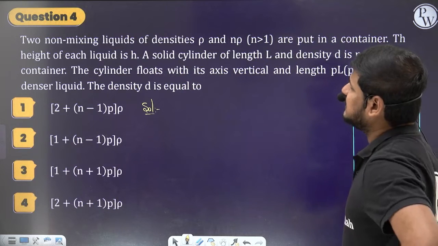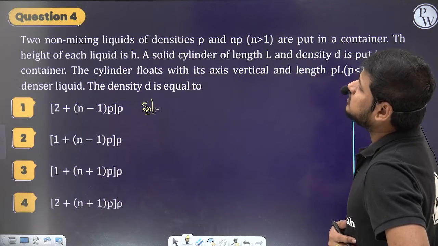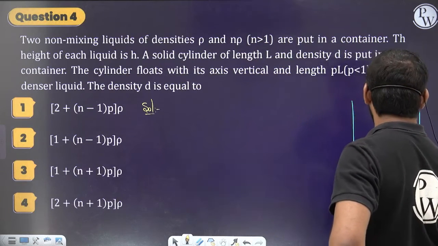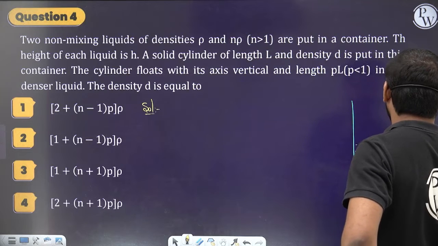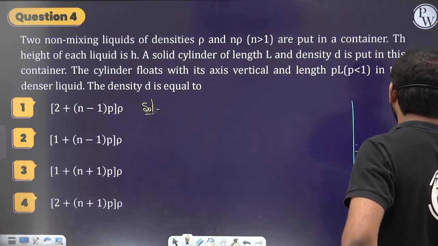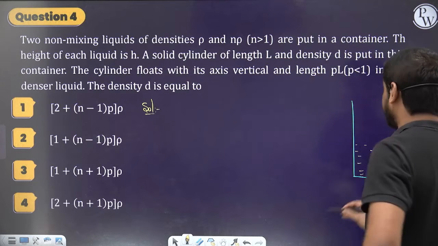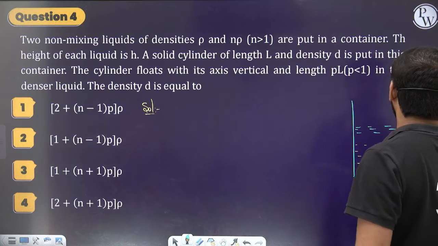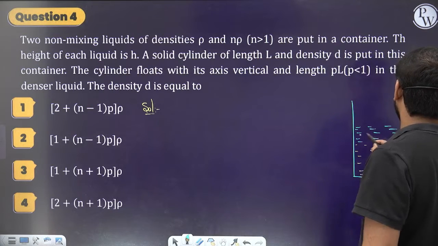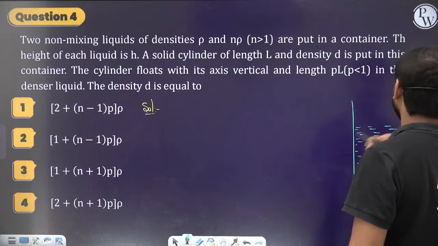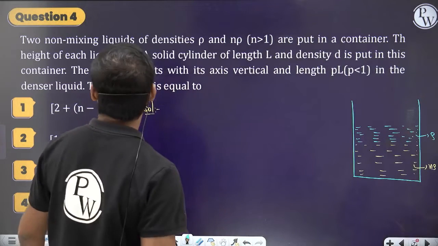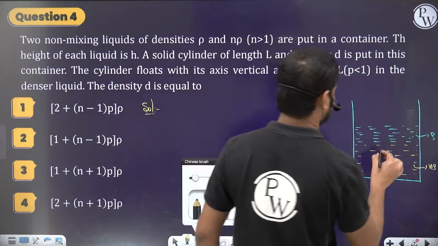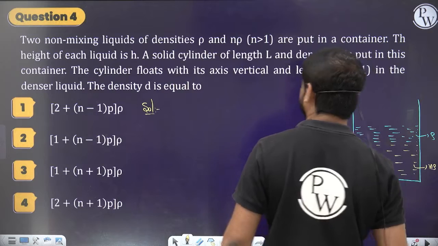Chalo. See, let's go for this concept. There are two non-mixing liquids of density rho and n rho. Let this liquid have density n rho, fine, and the other one has density rho, and they are put in a container. The height of each liquid is h. So this one is of height h and this one is of height h, fine.